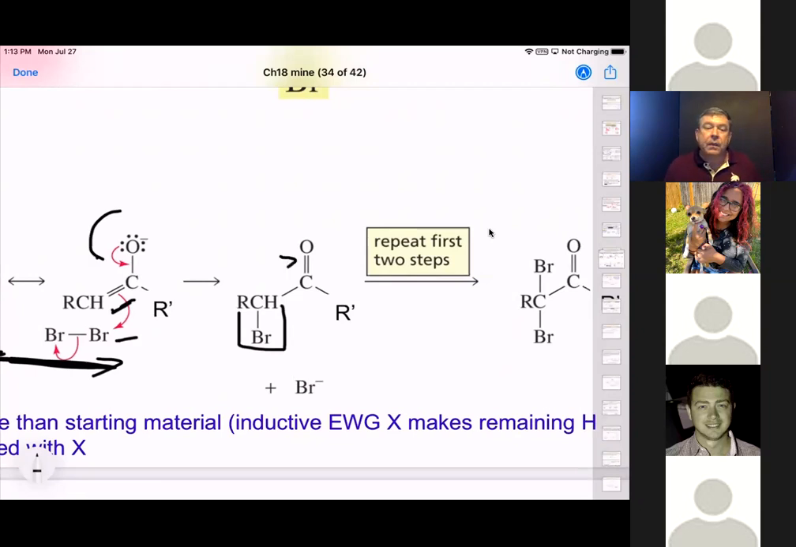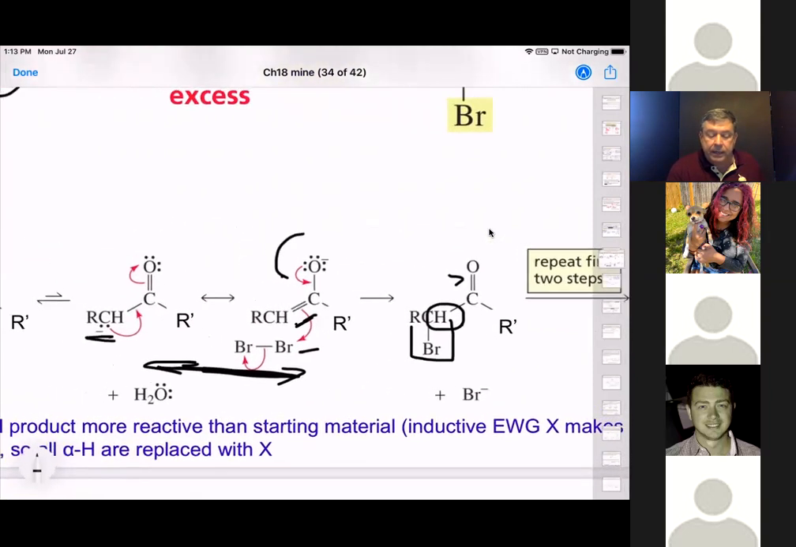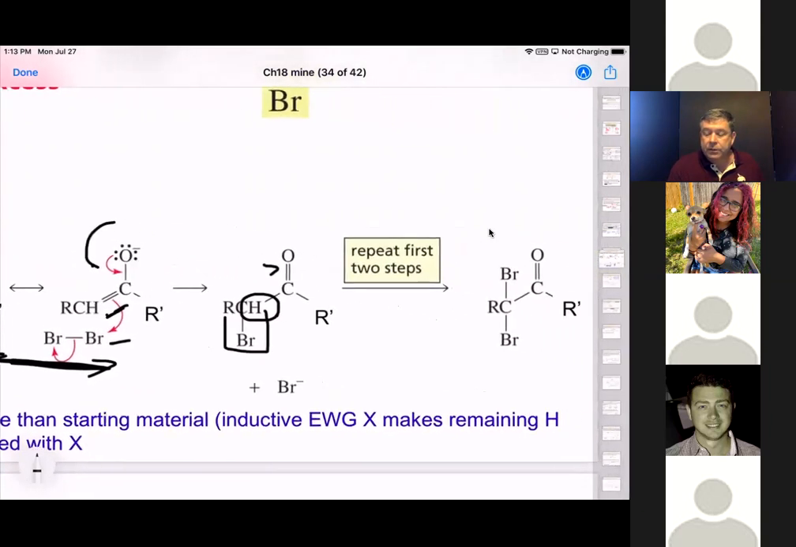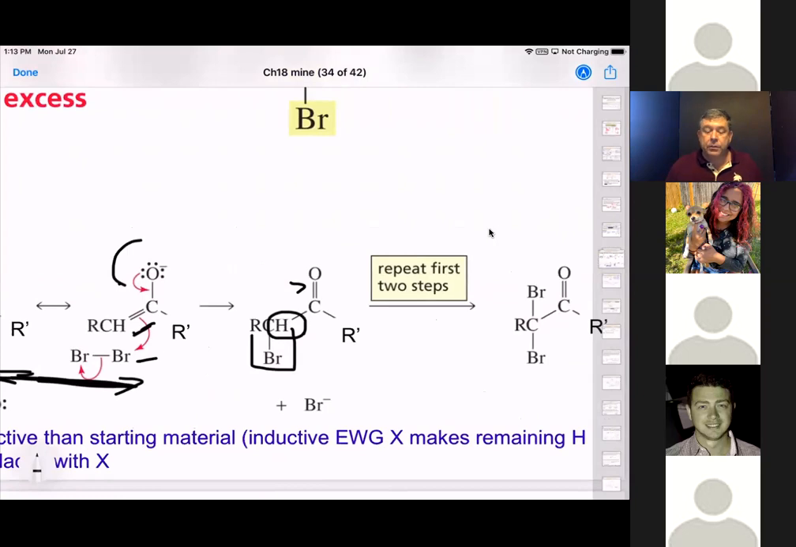Okay. So if there is no alpha hydrogen, then the base reaction stops. If you have an alpha hydrogen, we've generated another equivalent of base, and therefore we can use another equivalent of base to deprotonate this, giving us our enol intermediate again, which can then react with another equivalent of bromine, which can give additional substitutions.